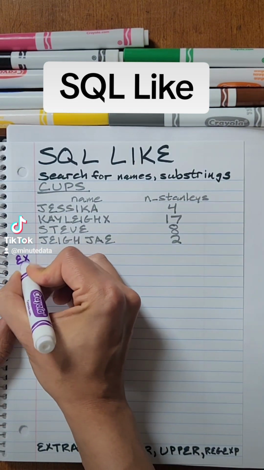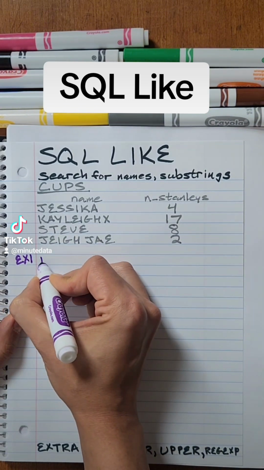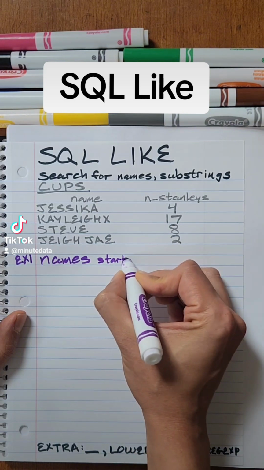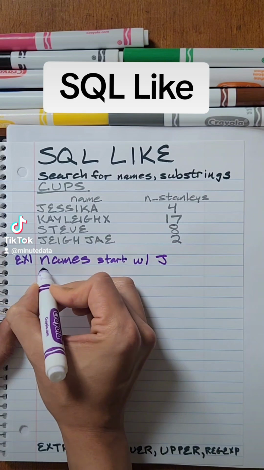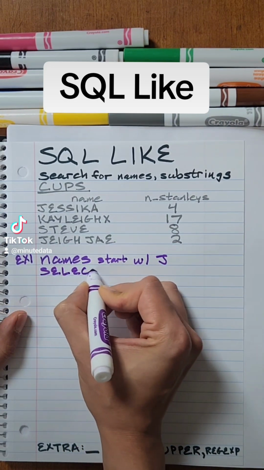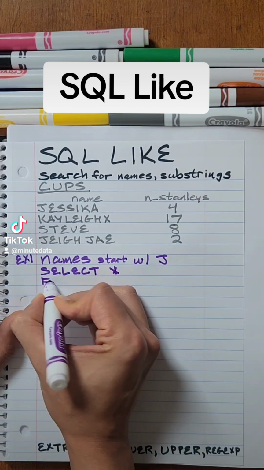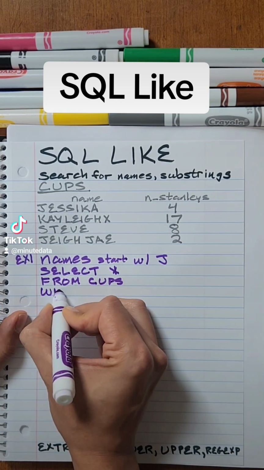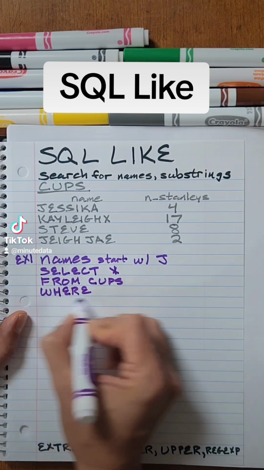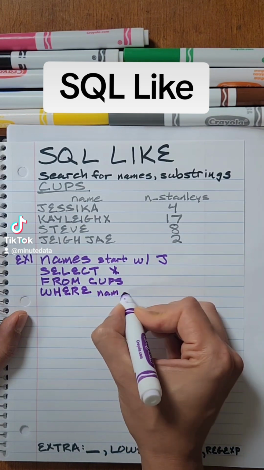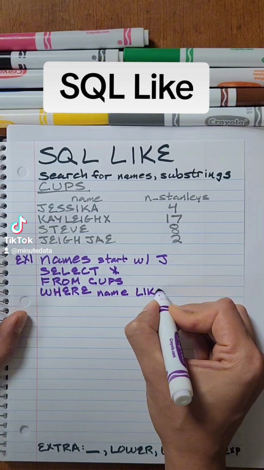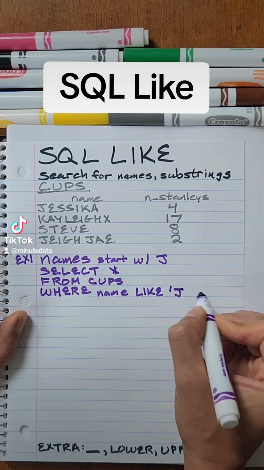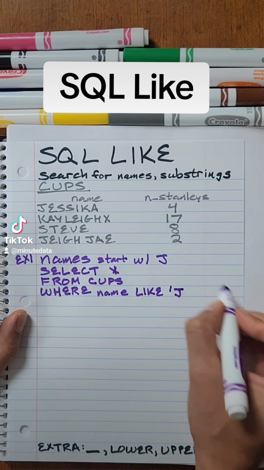So let's start with example 1. Let's say we want to find people with names that start with J. So let's have our usual select. Let's select everything from our cups data. And then we want to restrict this, so we have our where statement. We want to restrict it to names that are starting with a J. So we want J to be the first letter, and then anything can come after.